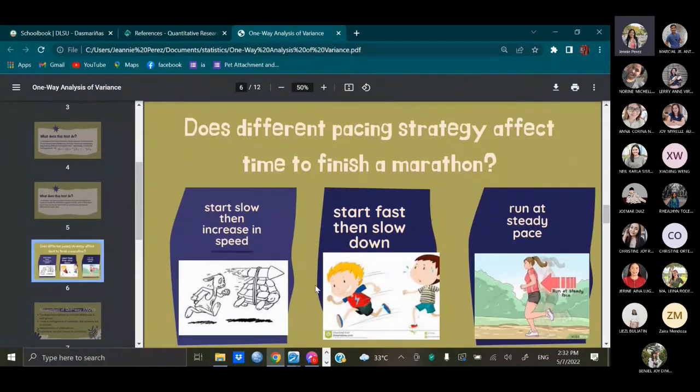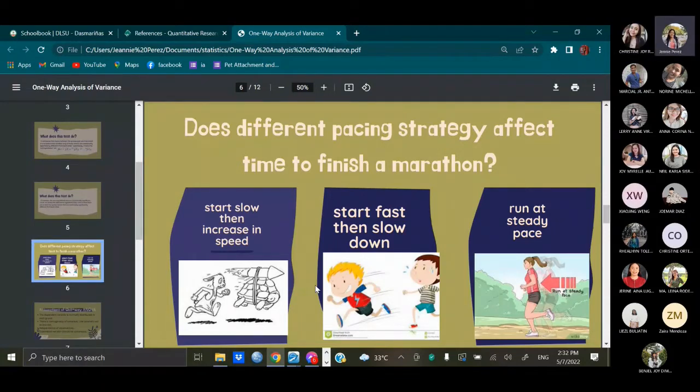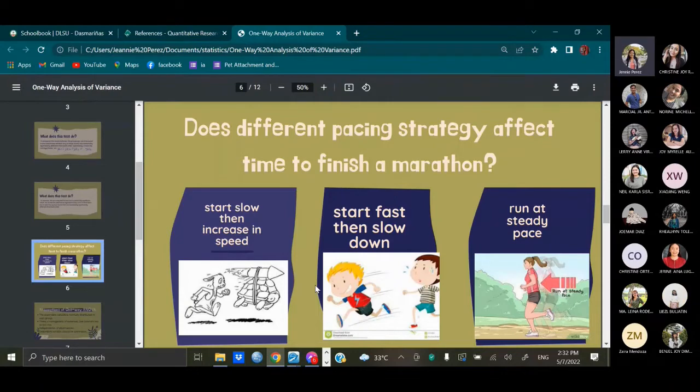For example, in this particular study, where the problem is, does different pacing strategy affect time to finish a marathon? What do you think is the independent variable in this study? Yes, the independent variable is the pacing strategy, and the dependent variable is time to finish a marathon.